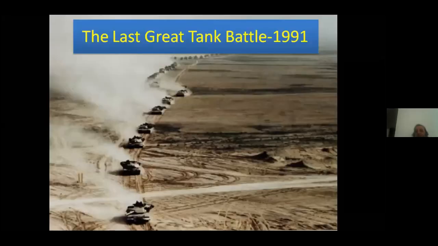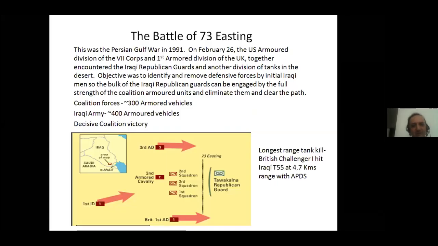Now, after this, we look at the last great tank battle, which is the Gulf War. In this, we are going to look at the battle against Iraq. Operation Desert Shield is followed by Operation Desert Storm. The head of the coalition forces, General Norman Schwarzkopf, plans his offensive action to drive the Iraqis out of Kuwait. He has a three-pronged attack here.